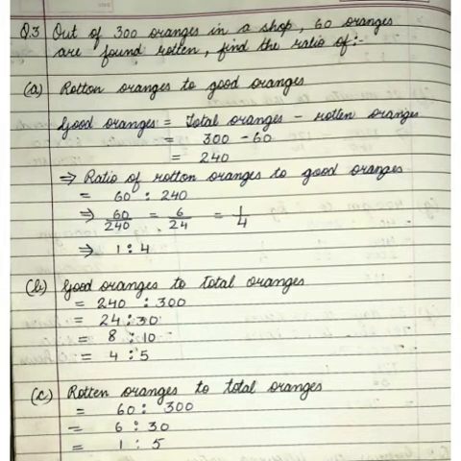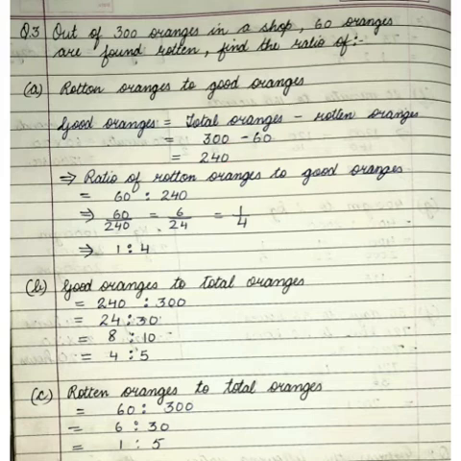Question 3. Out of 300 oranges in a shop, 60 oranges are found rotten. Find the ratio of rotten oranges to good oranges. Now, in the question, we are given the total number of oranges, that is 300, and rotten oranges, that is 60. Here we are going to first find the good oranges. So the good oranges will be equal to total oranges minus the rotten oranges. So the good oranges are 300 minus 60, which gives me 240 oranges that are the good ones.